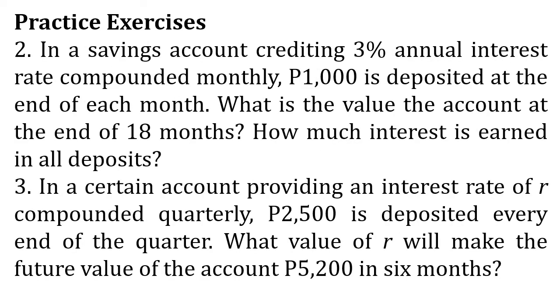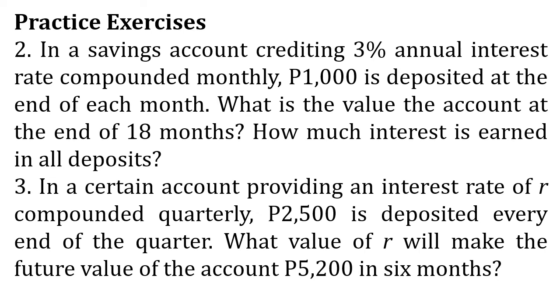For number 2, in a savings account crediting 3% annual interest rate compounded monthly, 1,000 pesos is deposited at the end of each month. What is the value of the account at the end of 18 months? How much interest is earned in all deposits? Take a look at this problem. It is not directly stated whether it is an ordinary annuity or annuity due, but there is the keyword at the end of each month. Since it is at the end, problem number 2 is looking for the ordinary annuity. You must also solve for the amount of interest, so use the formula I equals A minus RTM.